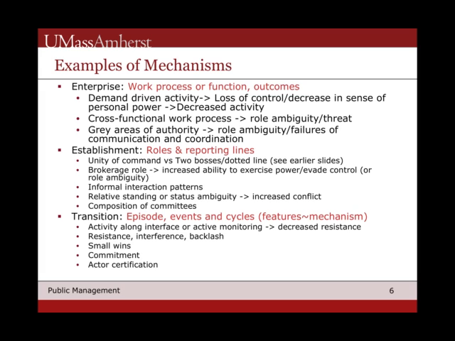Or when you have a cross-functional work process, it tends to produce role ambiguity or threat. Again, that's going to tend to result in people not doing what they're supposed to do, in essence. On the other hand, when you have something like unity of command, you aren't getting these conflicting messages. People are going to tend to fall in line and do what they're asked to do much more because the messages they're getting are consistent. So you have reduction in role ambiguity.